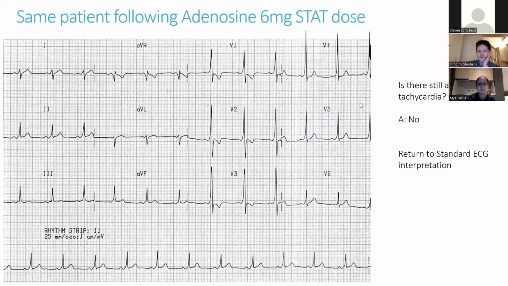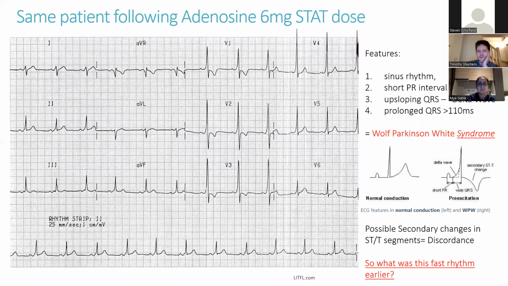Because this is no longer a tachycardia, we revert to our standard ECG interpretation. The key features are what people have pointed out: this characteristic upsloping, the delta wave. We've got a short PR interval, so the start of this QRS is actually shorter than you'd normally expect. And you've got some changes in your T wave, which is moving in the opposite direction.